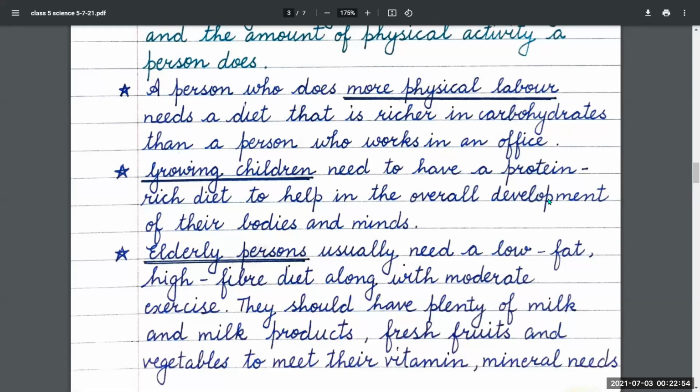Children need to have a protein rich diet to help in the overall development of their bodies and minds. Elderly persons usually need a low fat, high fiber diet along with moderate exercise. They should have plenty of milk and milk products, fresh fruits and vegetables to meet their vitamin mineral needs.